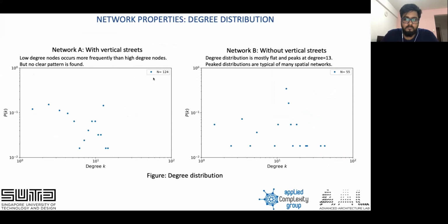The plots here show the degree distribution of both networks, with node degree and the probability of its occurrence. For network A, the degree distribution is slightly broad, where low degree nodes occur more frequently than high degree nodes, but no real overall pattern is found. For network B, the degree distribution is mostly flat with a peak at node degree of 13. Peaked distributions are very typical of many spatial networks, but not of non-planar networks like the airport network, which has a broad distribution like many complex networks.